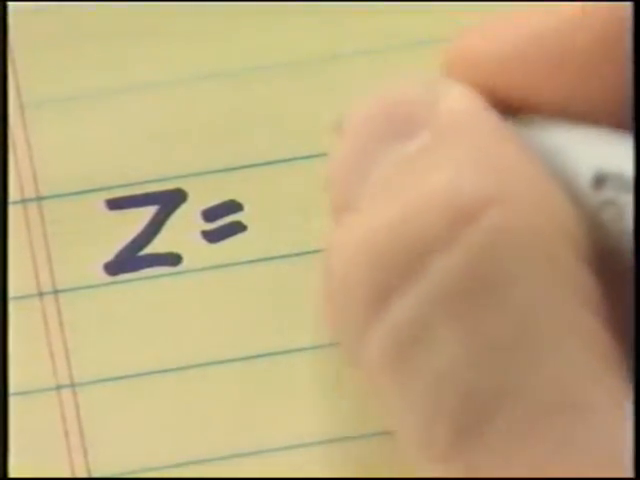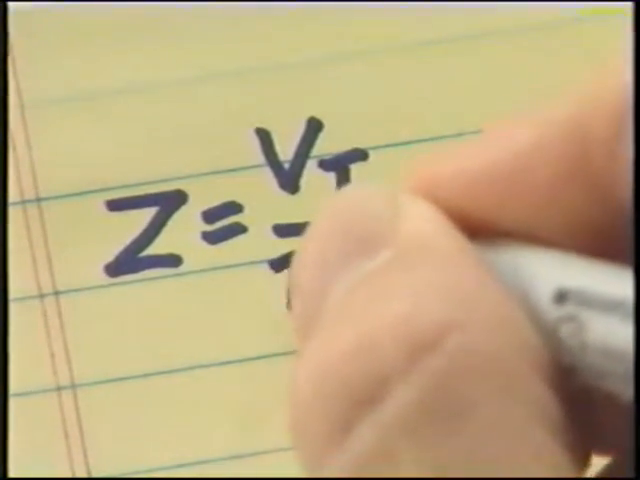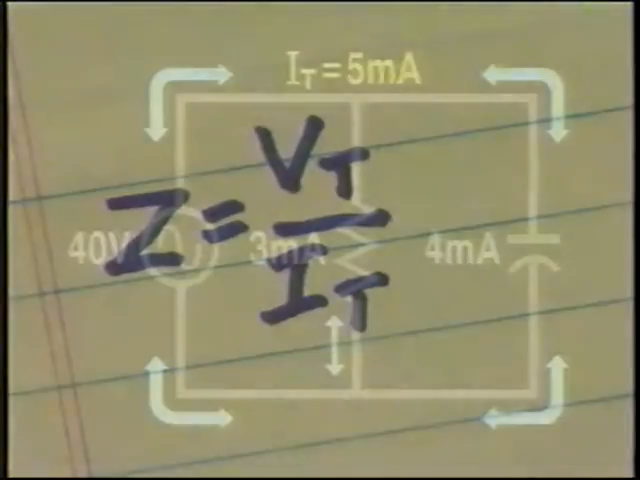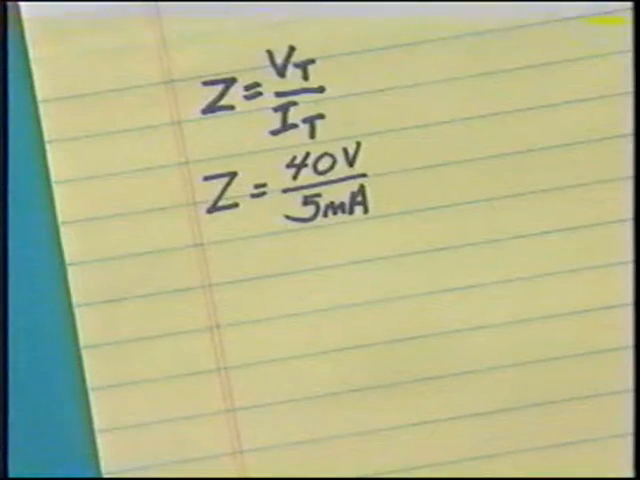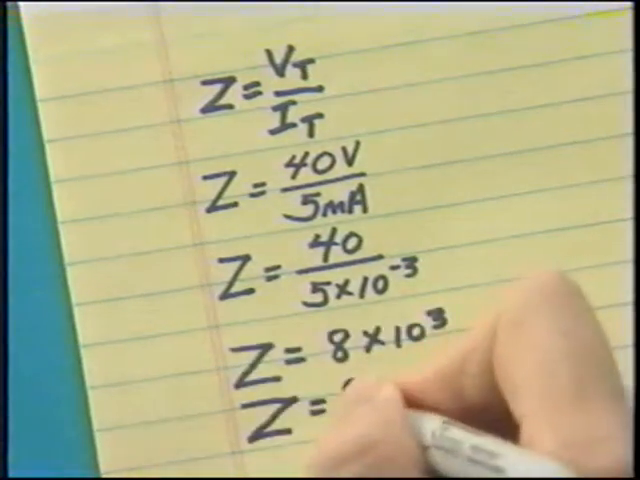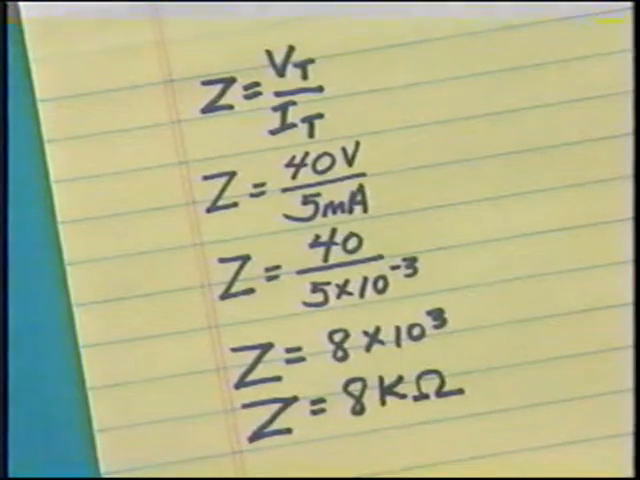To determine the impedance of a parallel RC circuit, you can use the Ohm's law relationship just as you did for a series RC circuit. Z equals V sub T divided by I sub T. Let's go back to the example with a 40-volt source and a total current of 5 milliamps. The circuit impedance then equals 40 volts divided by 5 milliamps, which becomes 40 divided by 5 times 10 to the minus third. This yields 8 times 10 to the third, or a circuit impedance of 8 kiloohms.